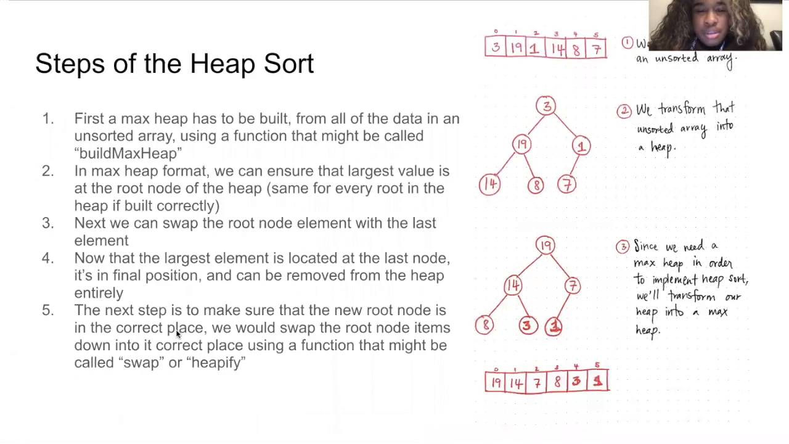So there are basically three steps that go with heap sort. The first thing we have to do is build the heap structure itself. We might get or define an array, and we have to make sure that it's in this heap structure. So we might define a function called build max heap and translate this unsorted array into this heap data structure.